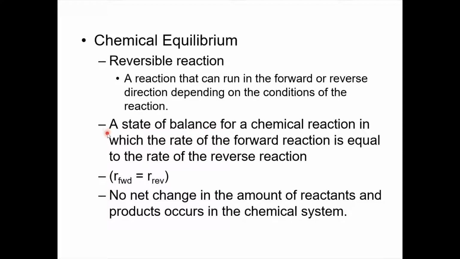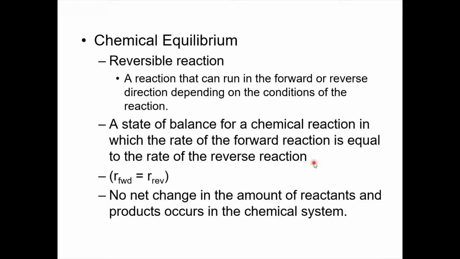Chemical equilibrium is a state of balance for a chemical reaction in which the rate of the forward reaction is equal to the rate of the reverse reaction. That is the definition of chemical equilibrium: the state of balance when the rate of the forward reaction is equal to the rate of the reverse reaction.